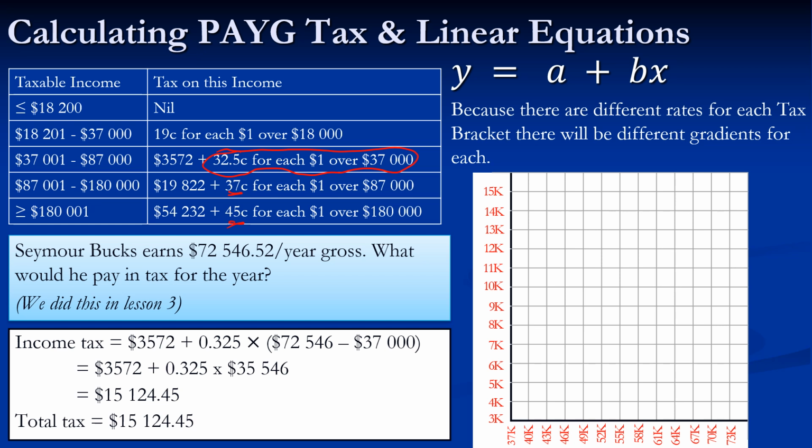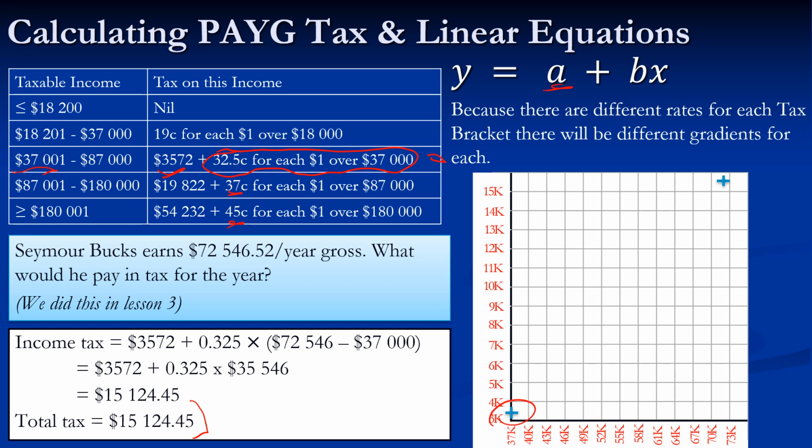So we're looking at this tax bracket here that I've circled. So it's just 3,572. Well, that looks like an intercept, doesn't it? And we can then just calculate the rest. So it's 32% times 72,546 minus the bottom of the bracket. And that will give us a total tax of $15,124.45.